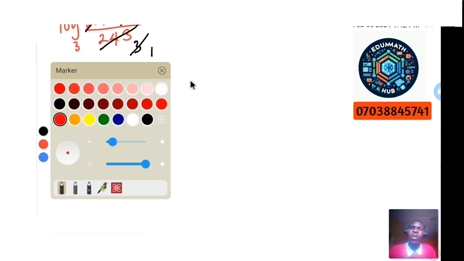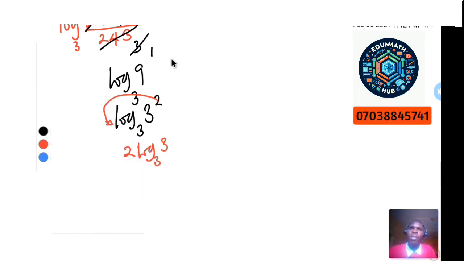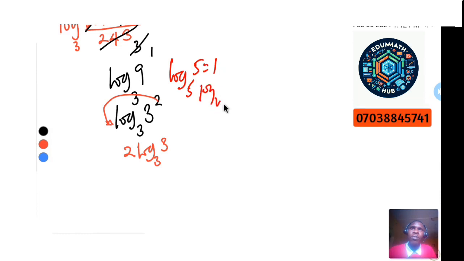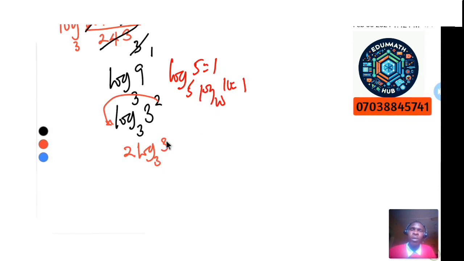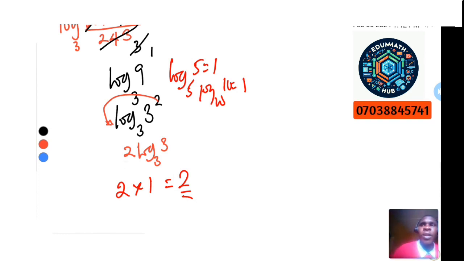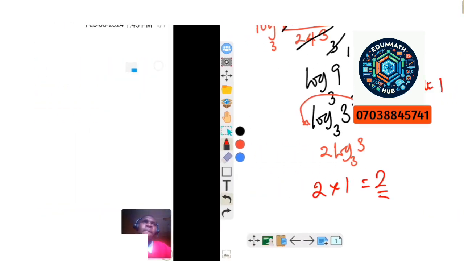So log of 5 to base 5 is 1, log of 10 to base 10 is 1. Since it's the same number, at the end of the day you have 2 times 1, which gives you 2. So the final answer is 2. Okay, so the final answer to that question is 2. Now let's move on to another example.